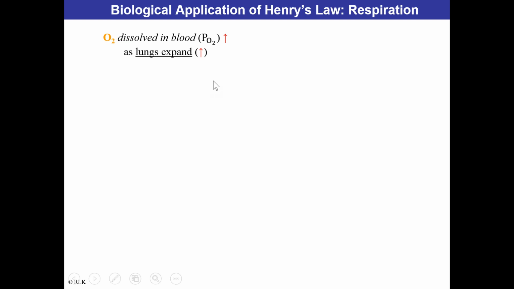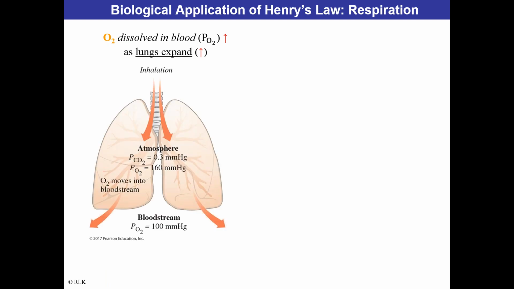If we were going to talk about the biological application of Henry's law, we could use respiration as an example. Oxygen dissolved in the blood increases as lungs expand. So in this example, if you breathe in, you see the directions of the orange arrows. They indicate that you have carbon dioxide and oxygen intake, right? A lot more oxygen intake than carbon dioxide.